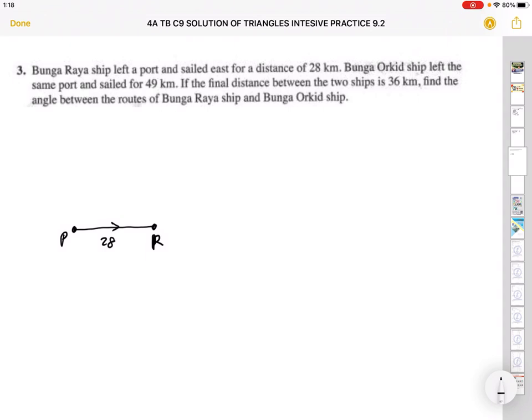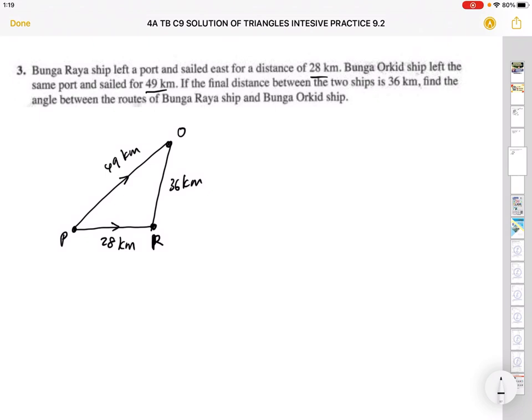So you sail to the east, so it's actually going here. Now, then Bunga Orchid ship left the same port and sailed for 49 kilometers. So the final distance between the two ships is 36. Now the problem is I don't know where's the direction of Bunga Orchid. But I know the length is going to be longer, 49. Previous one is 28, right? So I'll just draw something like this. 49 looks a little bit longer, right? So this is your orchid. So it traveled this direction for 49 kilometers. This is 28 kilometers. And the final distance between the two ships is 36. Okay, 36, this one makes sense. It must be longer than 28 but less than 49.